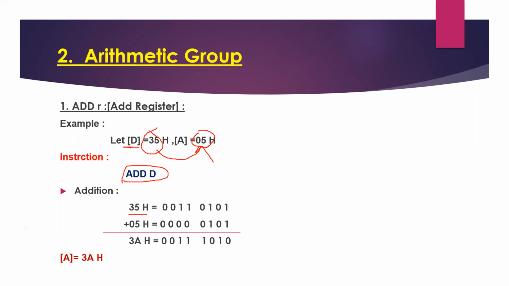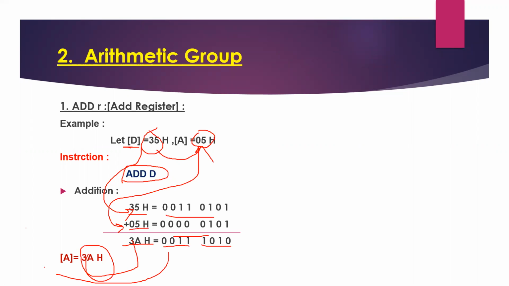Now 35H added with 05H, that is accumulator, and this is register D. Addition is 3AH, which is stored in accumulator. This is a binary addition. Answer is 3A, and which is stored in accumulator. So this instruction ADD R is for adding the content of a register to the accumulator.